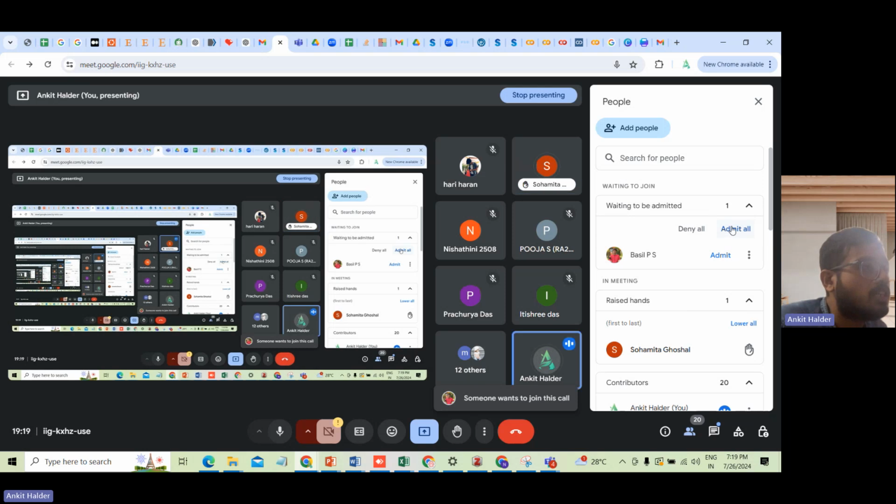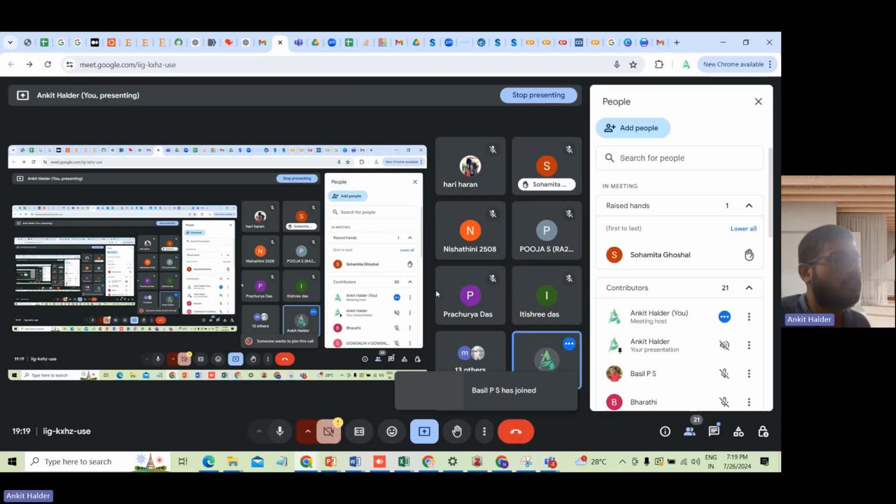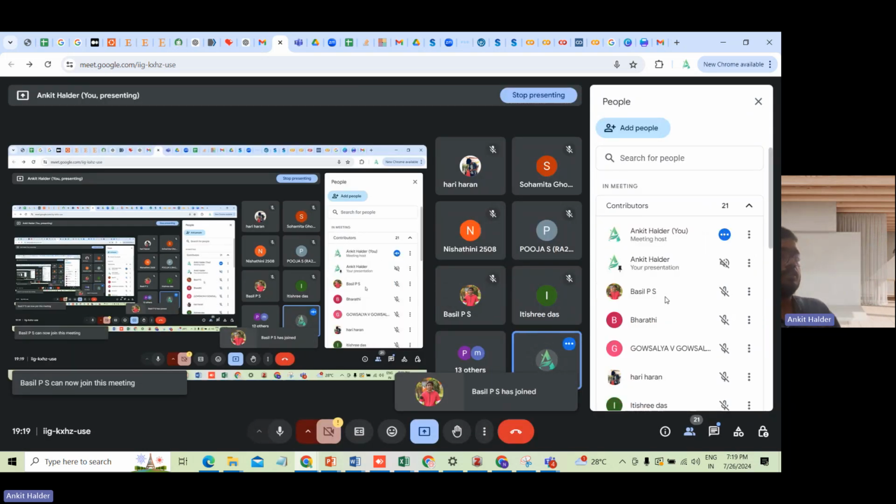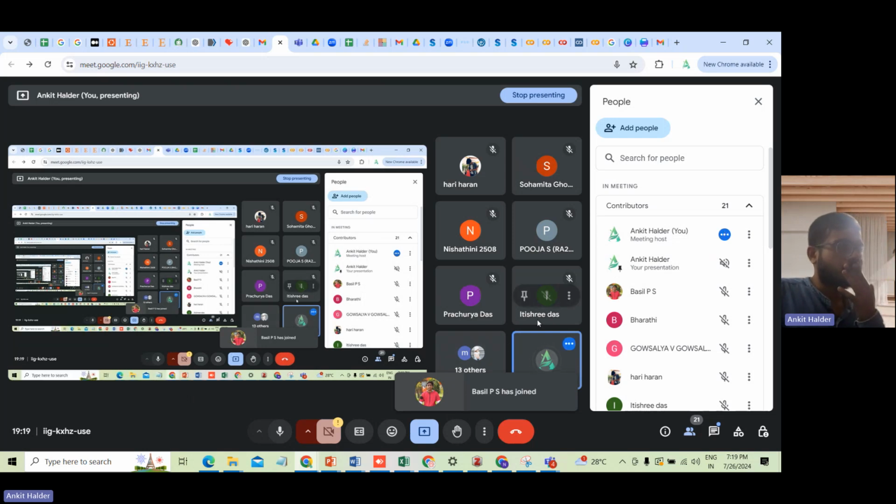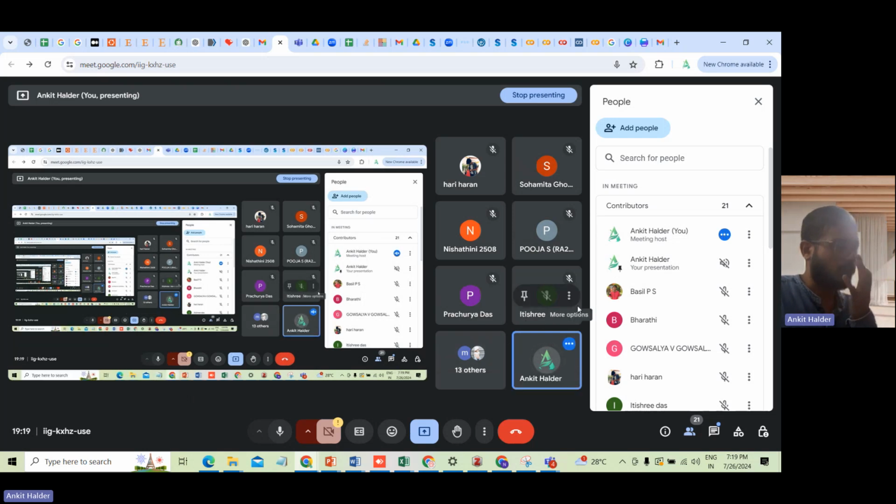Yes, guanidinium chloride can also be used. I will come to that concept as well in my presentation. Yes, guanidinium chloride is also used. That is also a denaturing agent.